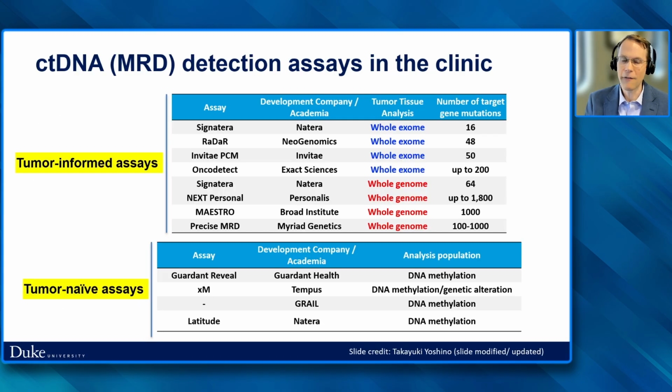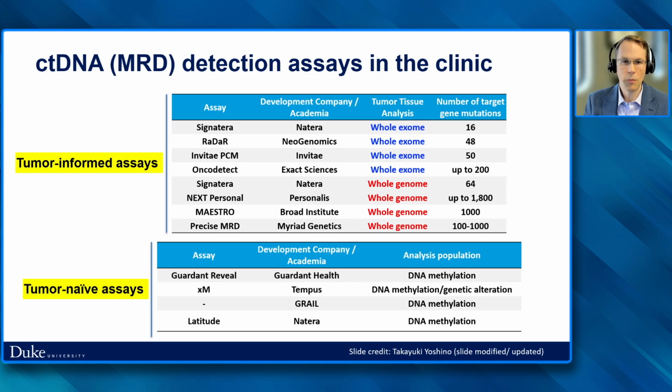So we have a bunch of tests now available to us in the clinic, and I would classify them into two broad categories. One is the so-called tumor-informed assays. Some of the commercially available tests are shown here. And then you have these blood-only or tumor-naive tests as well. We'll be hearing more and more about these tests in the years to come. I will point out that typically the tumor-naive assays include a DNA methylation methodology to them.